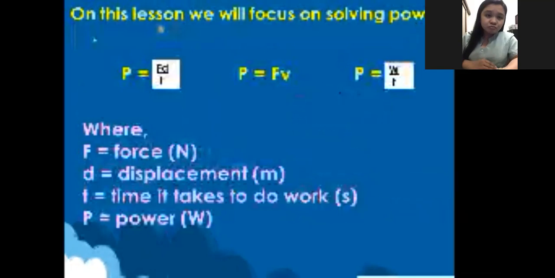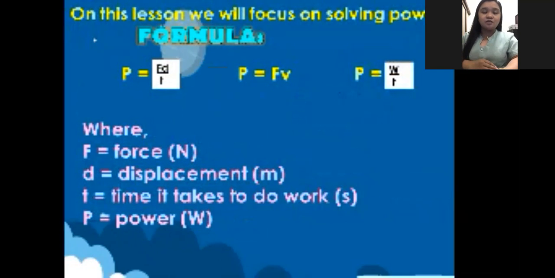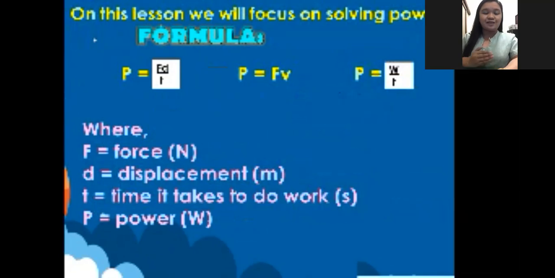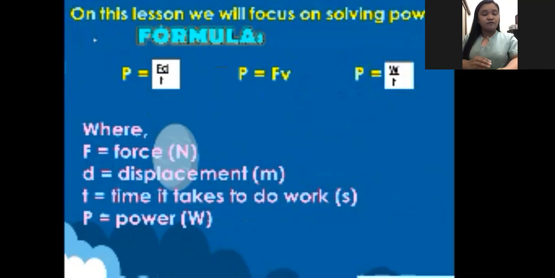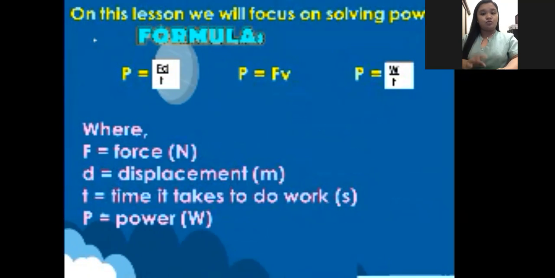We also talked about the formulas that we can use when solving or getting power. These are the following. Power is equal to FD over T. Power is equal to F times V. And power is equal to W over T. Wherein F is equal to force, D is equal to displacement, and T is equal to the time it takes to do work. And the last one is P for power. That's all for lesson 3.